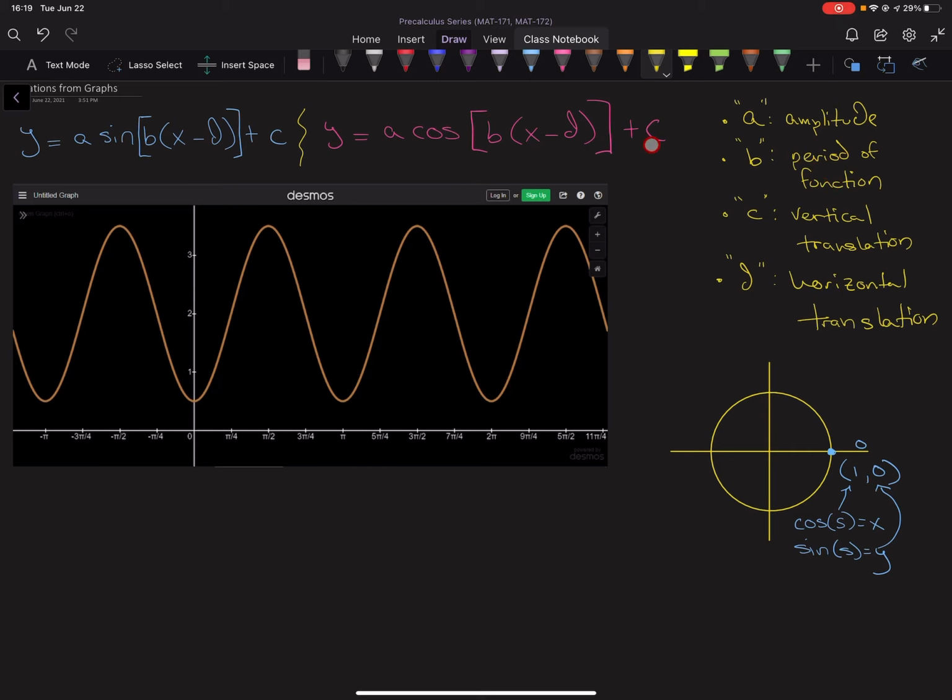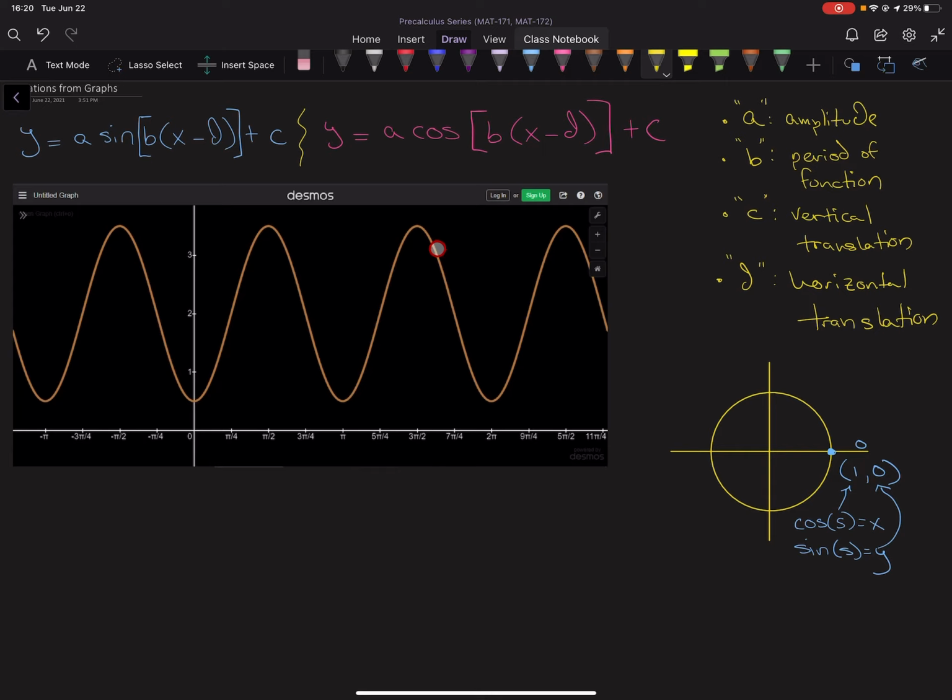We need to determine what C is, which corresponds to vertical translation. And then we need to know what D is, which corresponds to horizontal translation. Now, many times you're going to have directions in a problem, which will help you stay on track. But you could write a sine equation for this graph as well as a cosine equation for the graph. So many times a problem is going to tell you to write it in the form of sine or using cosine. So just pay attention to those. All right. So I guess we can go ahead and start from the top and work our way down.